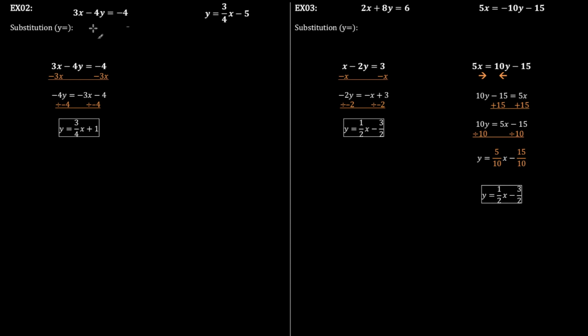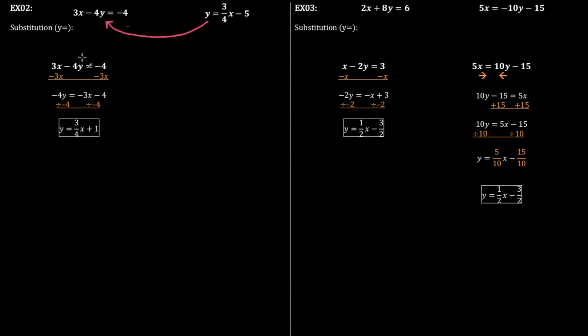So we have this equation here and this equation right here. This one already says y. We would usually, let me use that other color again, we would usually just plug that in. We would substitute in that 3/4 x minus 5 into there. But I want you to check something out before we do that.